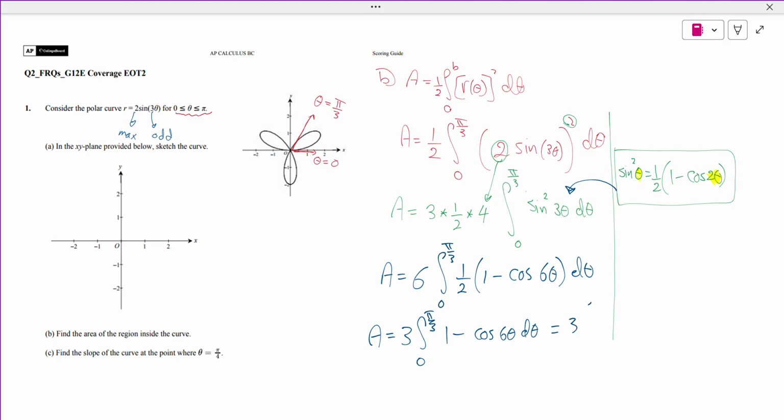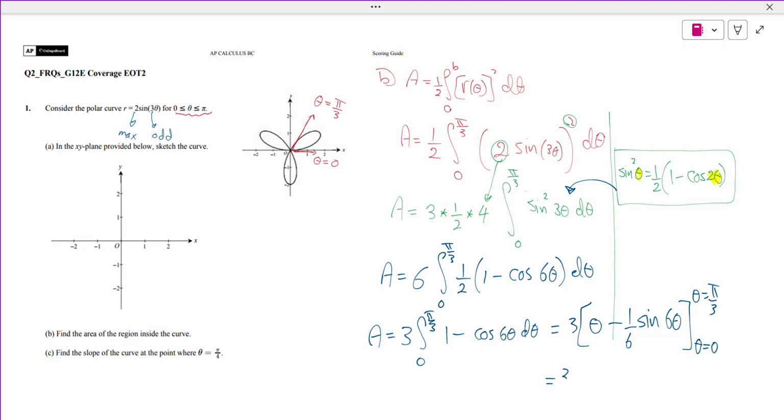3. The integral of 1 is theta, minus the integral of cos, which is sine of 6 theta, divided by the derivative of the inner, which is 6. That means we are multiplying by 1 over 6. And this is evaluated from theta equals 0 to theta equals pi over 3. Now we can go for upper minus lower.